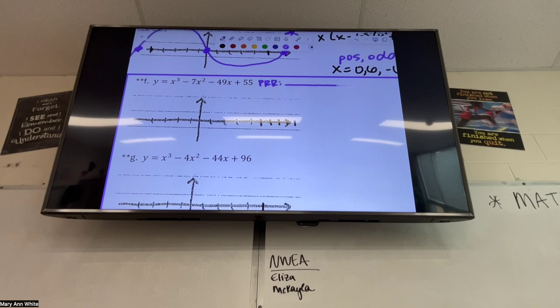What's my constant this time? My constant on number F. 55. Okay, so let's think about numbers that multiply to be 55. I've got 1 and 55, and I think I've got 5 and 11. I think that's it. All right, that's my numerator. What's my leading coefficient factors? Just 1, right?